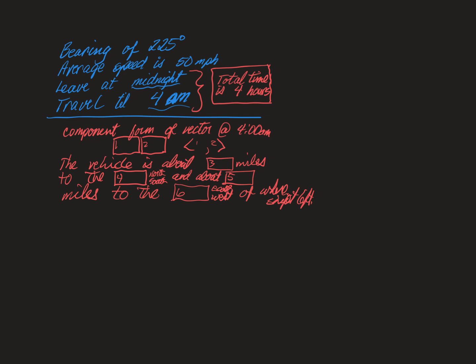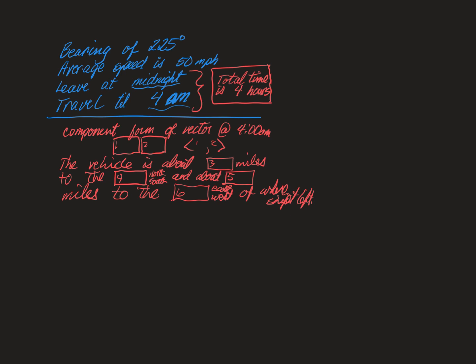Our magnitude is 200, cosine 225 degrees. And then 200 sine 225 degrees. So I then grab my calculator, make sure I am in degree mode, and I multiply this out. So 200 cosine 225, and that gives me negative 141 miles for the x value, and 200 sine of 225, which is also negative 141 miles for the y value.